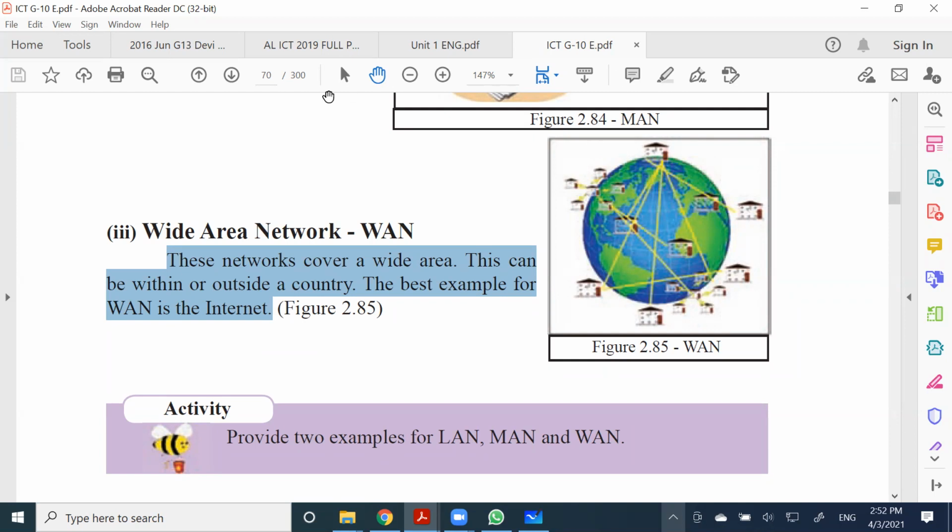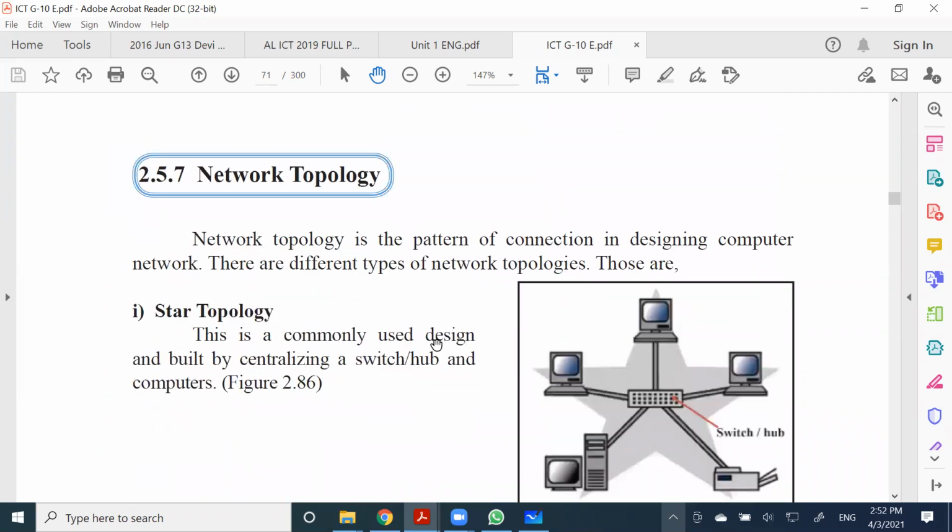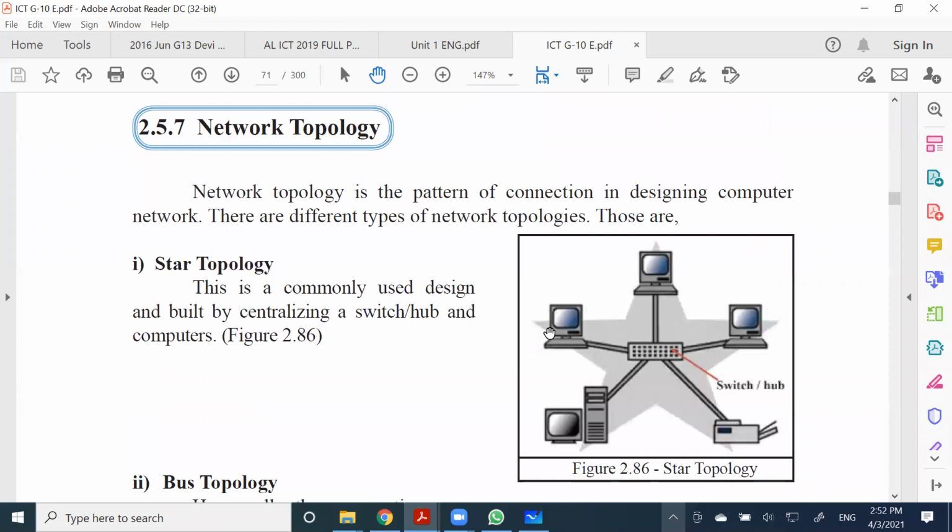All right, so you are done with the network types. So then after that, network topologies. Now this network topologies means how we can make the networks. What are the ways that we can make the networks? Now, when it comes to the topologies, we are talking about local area networks, LANs, right? Not about the MANs, not about the WANs. It's only about LAN, local area networks.